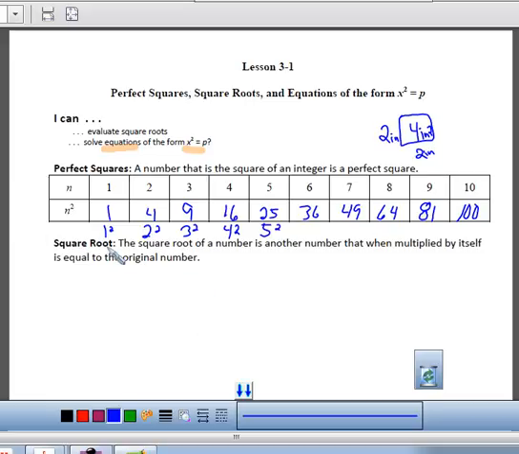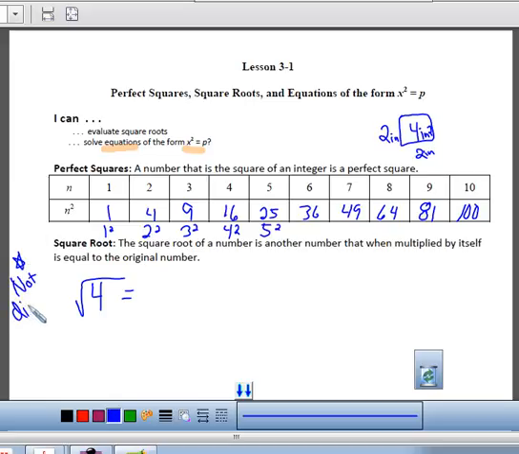Alright, now it's time to talk about square roots. The square root of a number is another number that when multiplied by itself is equal to the original number. So for example, let's take the number 4. If I find the square root of it, what I need to find is, and some of you might be saying, oh, that's divide. No, it is not divide. So let's put a little star over here. Not divide.